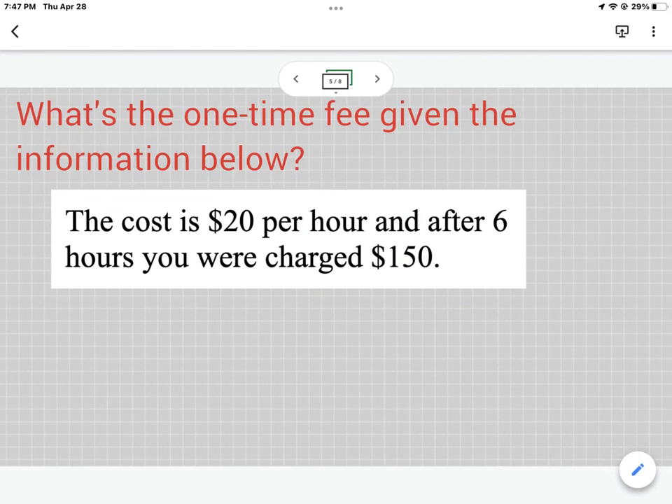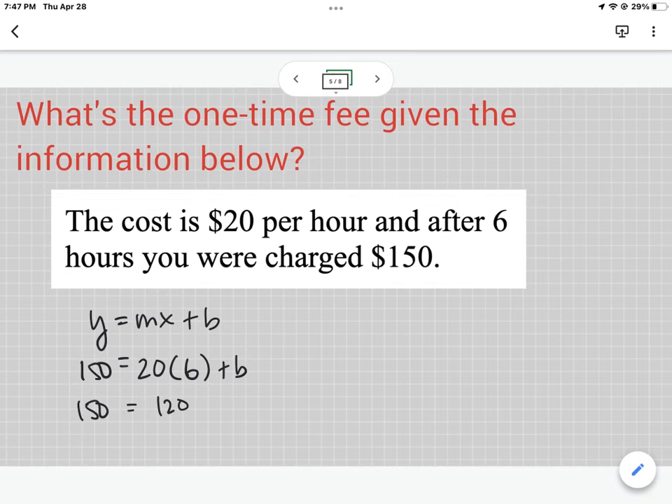Now this problem is similar to last time, but I don't have a table to help me out. And so what I can do is I can think of it in two ways. One is to think of it as y equals mx plus b, and the other is the shortcut I'll show you in a second. So in this case, my cost is $20 per hour. That's my multiplier, that's my m. And they tell me I'm going for 6 hours. And then my cost is $150. It's like an add b. I don't know my one-time fee.